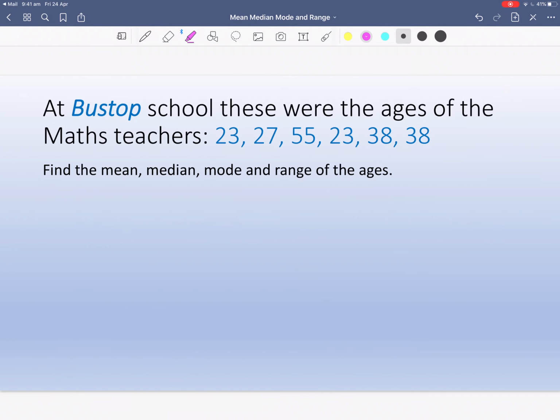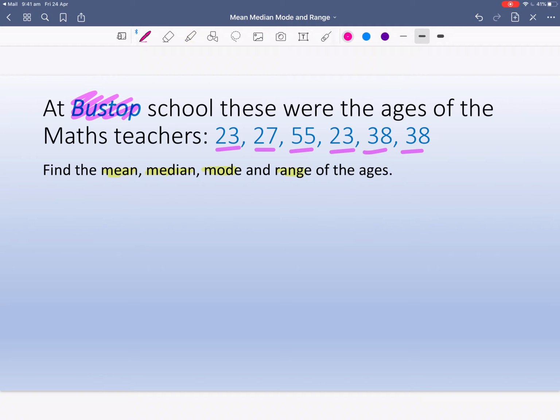Okay, let's do a second example. At Bus Stop School, these were the ages of the maths teachers, all right? One teacher was 23, another teacher was 27, another teacher was 55, another teacher was 23, another teacher was 38, and another teacher was 38. Now what we're going to do is find the mean, median, mode, and range of these ages of these maths teachers, all right?